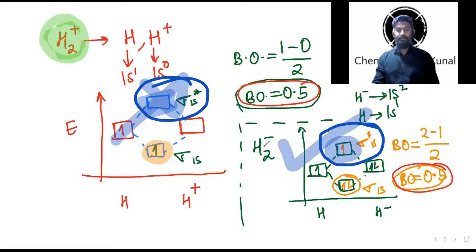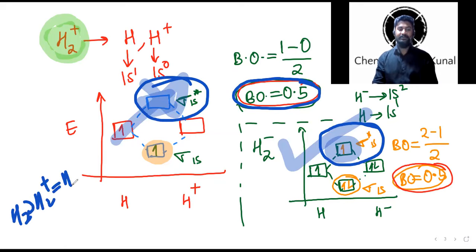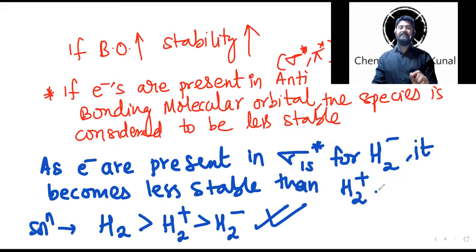Now, looking at the bond order 0.5, what you would have marked is H2 more than H2 plus equal to H2 minus. You could have thought of this answer, right? But this is absolutely wrong, because H2 plus and H2 minus can never be equal because of this particular factor, whether electron is present in ABM or not. So what can we conclude from this discussion? Just saying that bond order increases stability, and if the bond order is same, stability is equal, is completely wrong.